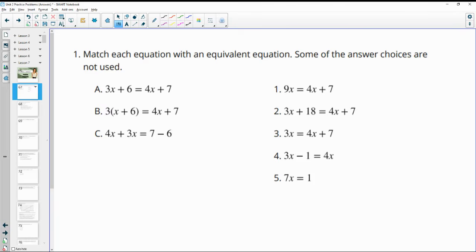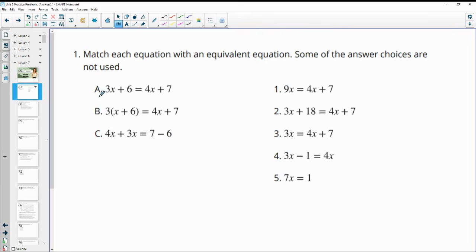Number 1 asks us to match each equation with an equivalent equation and tells us that some of the answers will not be used. So I would take a look at and read these 3 equations, then read through all 5 of these to see if you can see anything that sticks out to you.